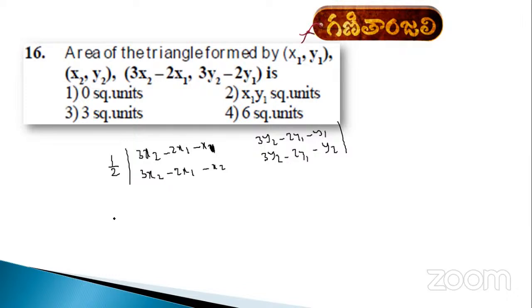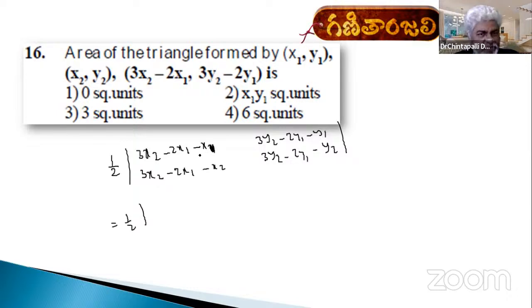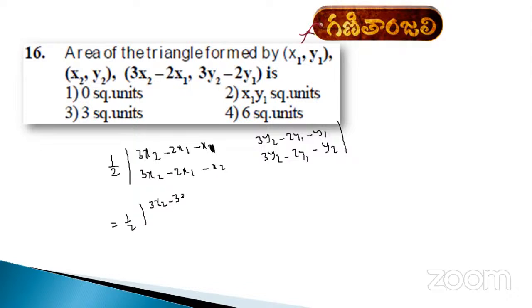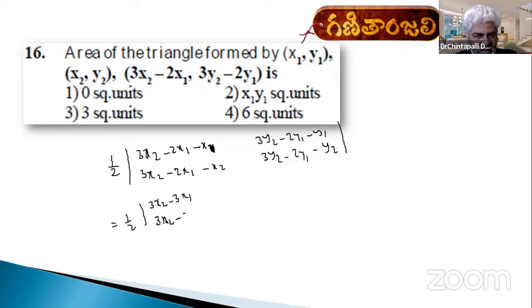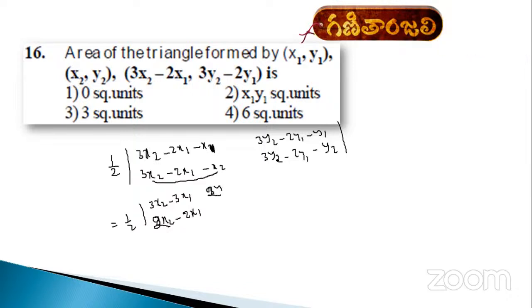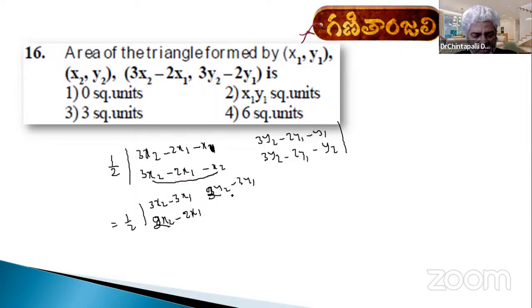Yes, sir. So it will be 3x2 minus 2x1 minus x1, that is 3x2 minus 3x1. Then 3x2 minus 2x1 minus x2, that is 2x2 minus 2x1. Now 3y2 minus 3y1, and 2y2 minus 2y1.